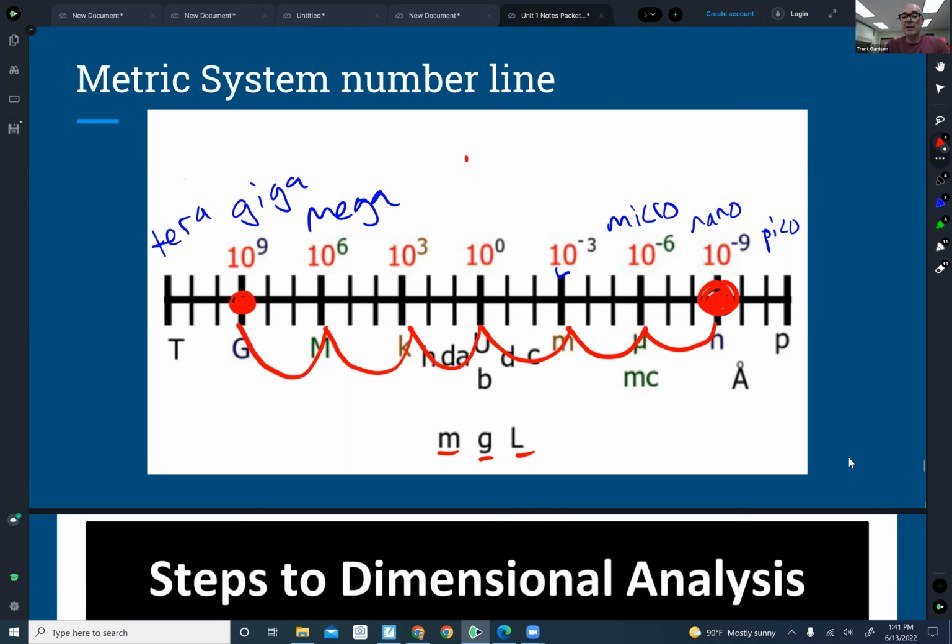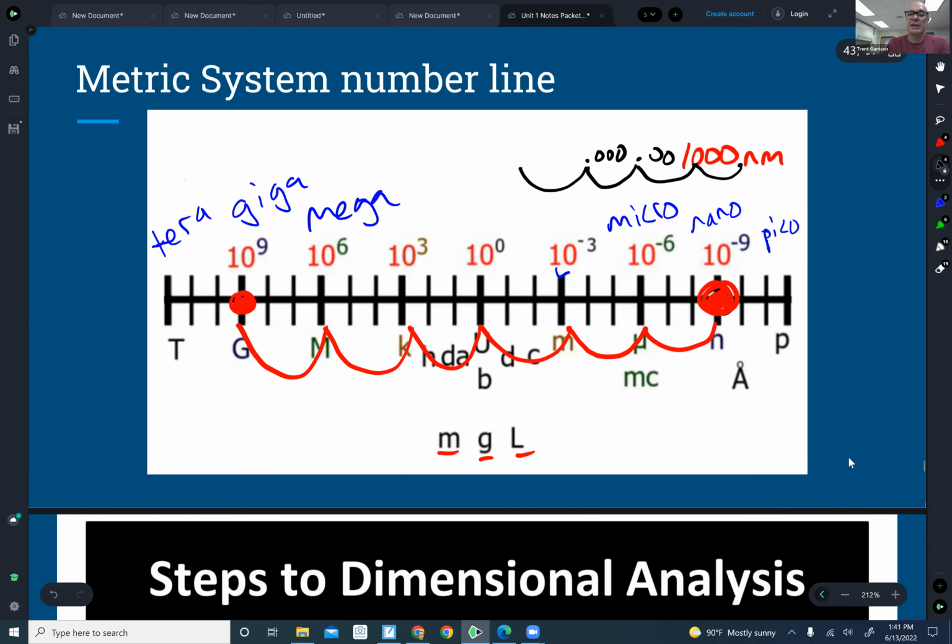Oh, I didn't even say how many I had. Let's say I have 1,000 nanometers. And I have to then go 18 lines backwards. Oh my gosh. I'm going to run out of room. So I'm going to start it out here with my decimal point. Here's 3. Here's 6. Here is 9, 12, 15, 18.